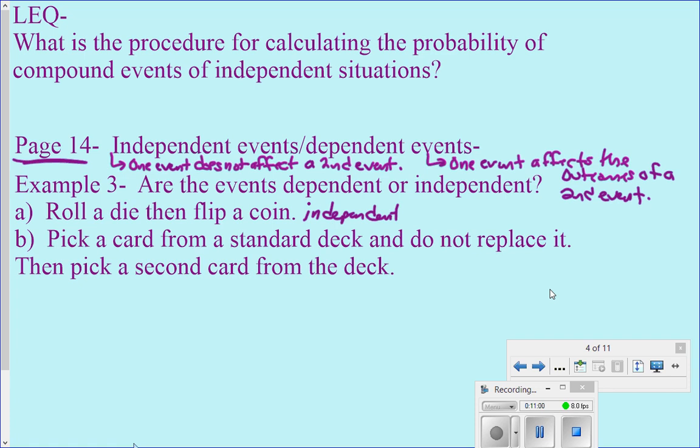Picking a card from a standard deck and not replacing it, then picking a second card from the deck. Well, if I pick a card from the deck and I don't put it back, that means there are fewer cards in the deck. So my second pick would be affected by my first pick because I didn't put the first card back. So in this case, these events are dependent. The first pick affects the second pick. Now, had we put the card back, then we'd be talking about independent.